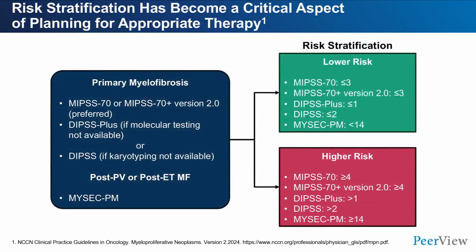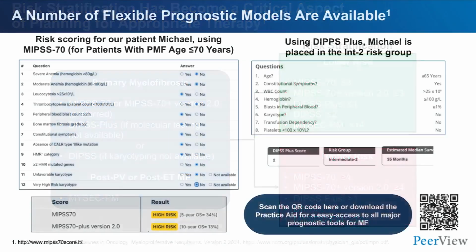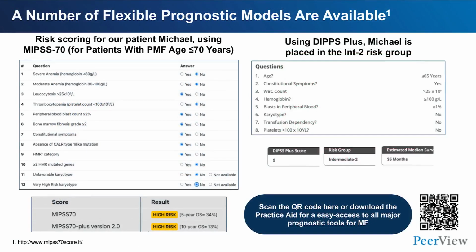So let's take a look at some of the evidence here and reflect primarily on the NCCN guidelines. Here, patients are risk stratified into lower or higher risk myelofibrosis using some of the prognostic scores that we've touched on already. We've already mentioned MIPSS70, DIPSS, and the MYSEC score, which is specific for patients with post-ET or post-PV myelofibrosis as developed by Francesco.